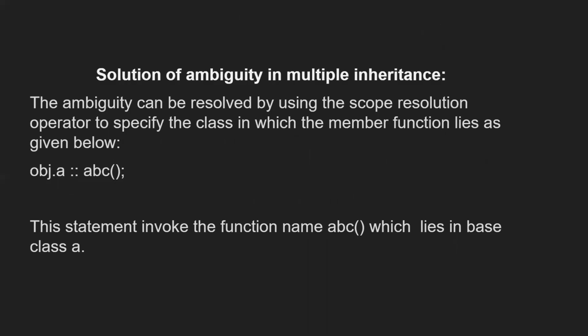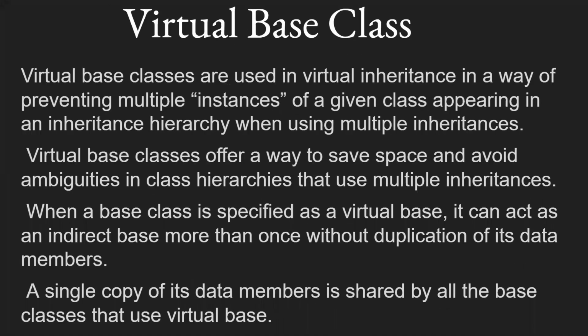Solution of ambiguity in multiple inheritance. The ambiguity can be resolved by using the scope resolution operator to specify the class in which the member function lies, as given below. This statement invokes the function name ABC which lies in the base class A. Next topic is virtual base class.